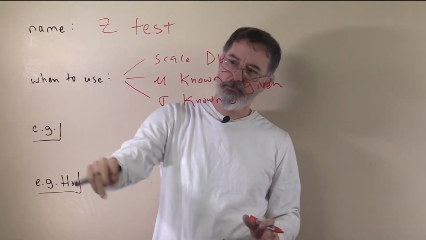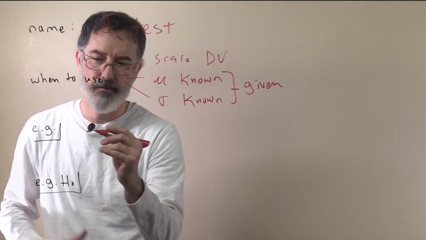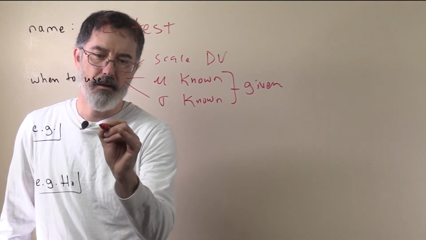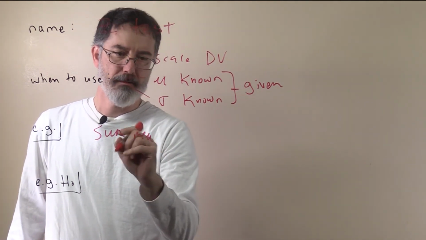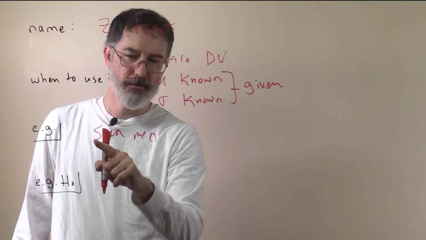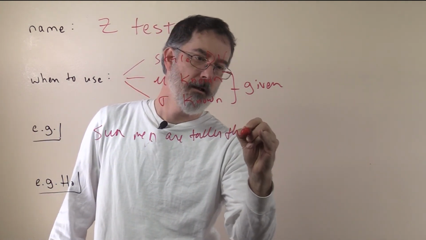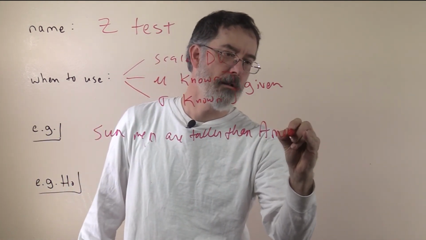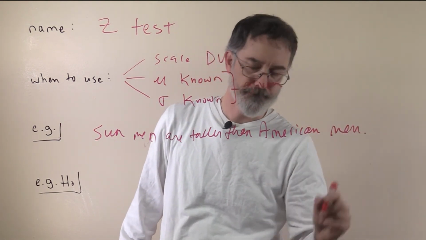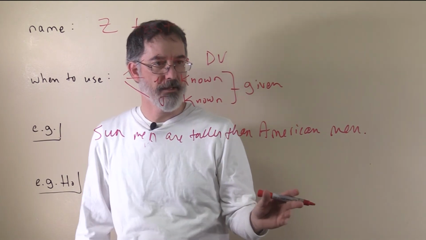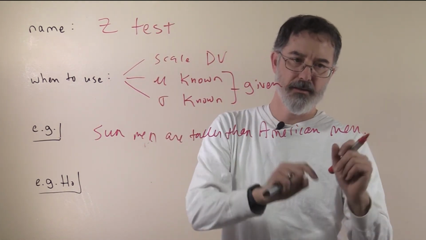And so the example we'll be working with for the z-test is the research hypothesis that male students, this is men, SUU men, are taller than American men generally. And the reason I'm using this example is the population mean and standard deviation of American men is known.